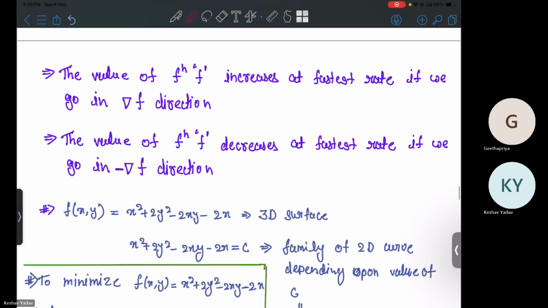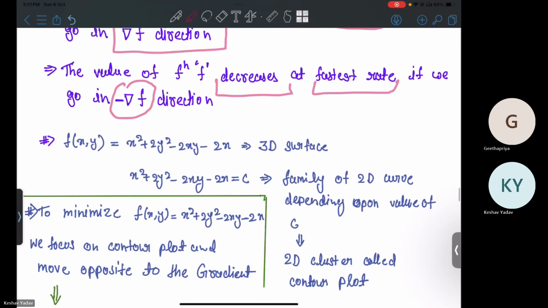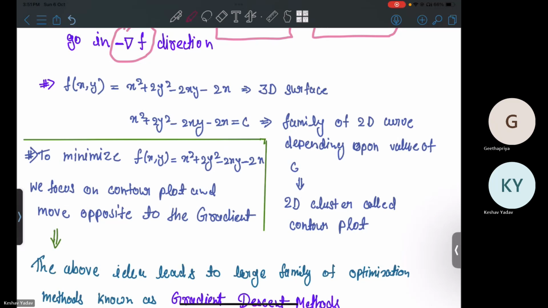Now from here we can say that the function f increases at the fastest rate if we go in the gradient direction. Okay. And it will decrease with the fastest rate if we go in the minus gradient direction. Okay. Clear?